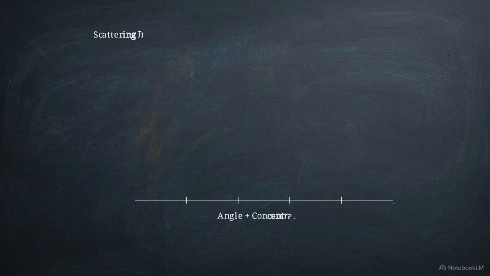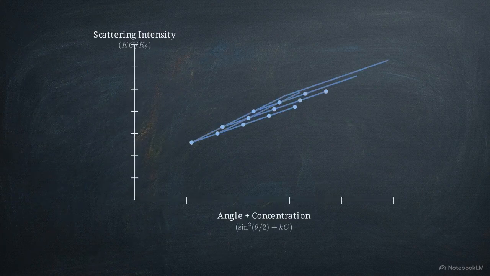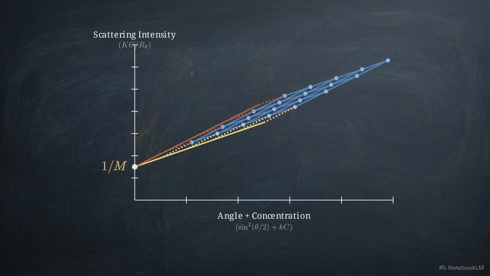The particles can no longer be modeled as point sources. To solve this, scientists plot scattering intensity against both angle and concentration on a Zimm plot, extracting the particle's shape and mass from the extrapolated intercept.